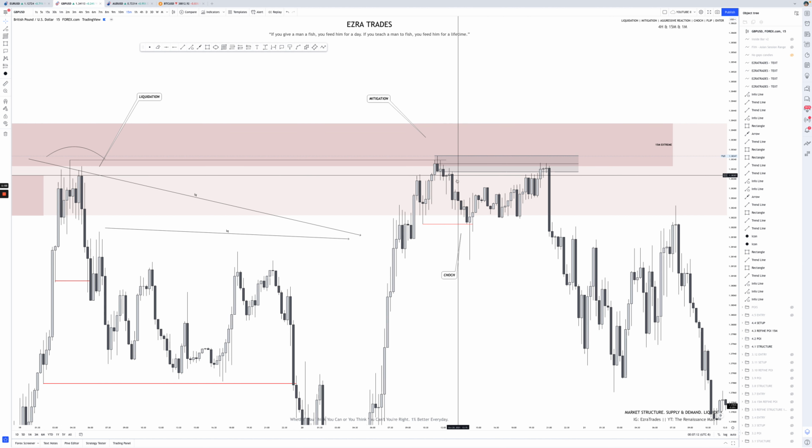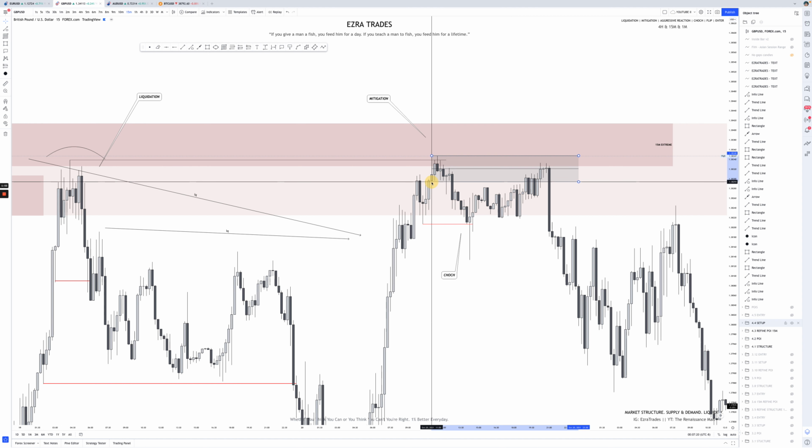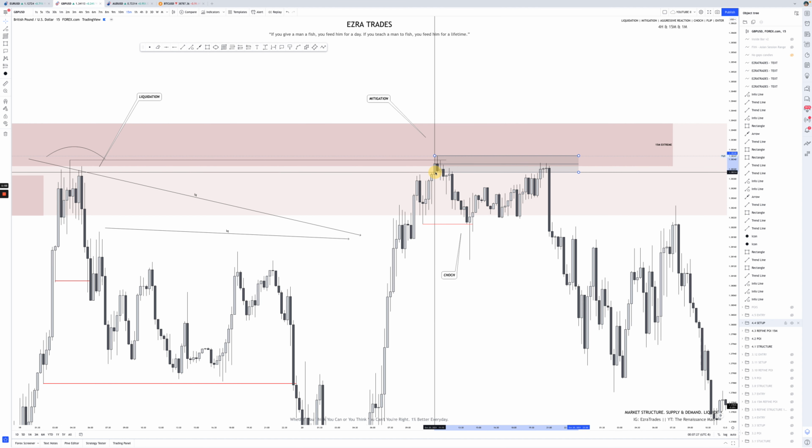In this case, there's no decisional. The extreme is technically still valid. So in this case, you could do that, or you could also just take the entire range and enter at the 50%, and you'd still be pretty comfortable with that. In that case, we're going to get into this candle.